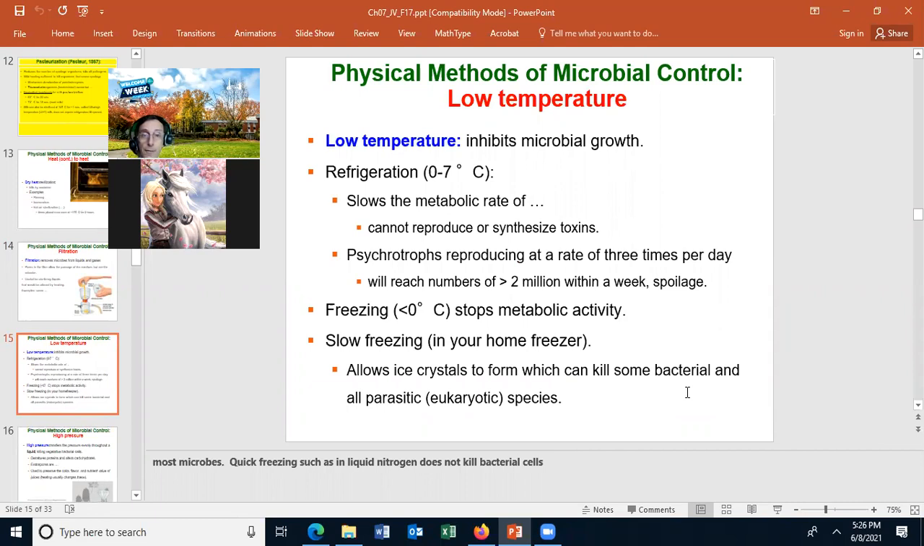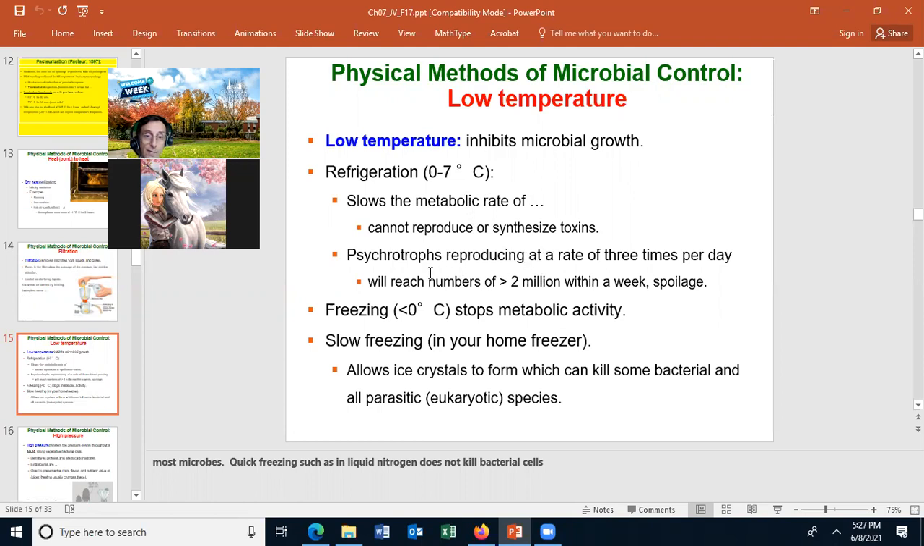All right, another physical method for controlling microbial growth is to put the item at a low temperature. Low temperature inhibits microbial growth. Refrigeration from 0 to 7 degrees Celsius is an example. Most refrigerators are set at 4 degrees Celsius. This slows the metabolic rate of the microorganism so that most of them cannot reproduce or synthesize a toxin.